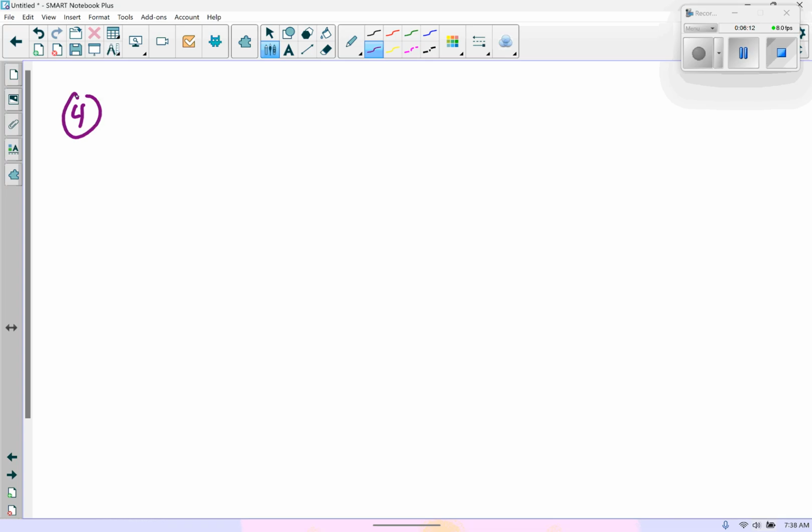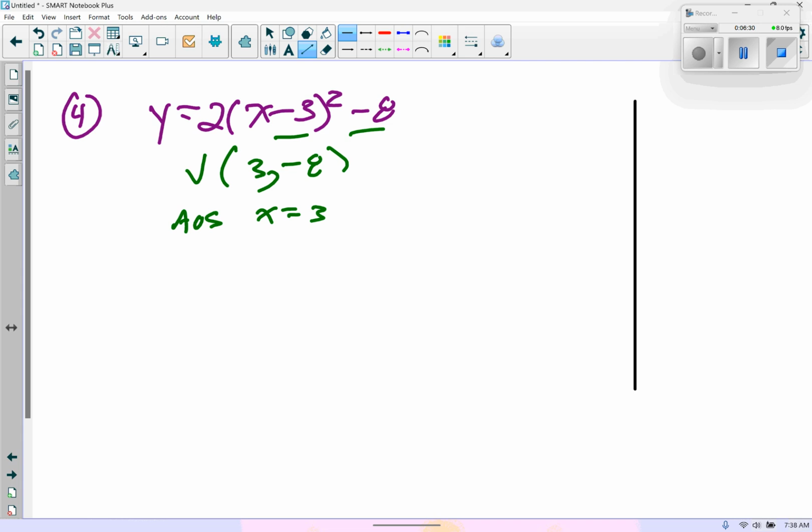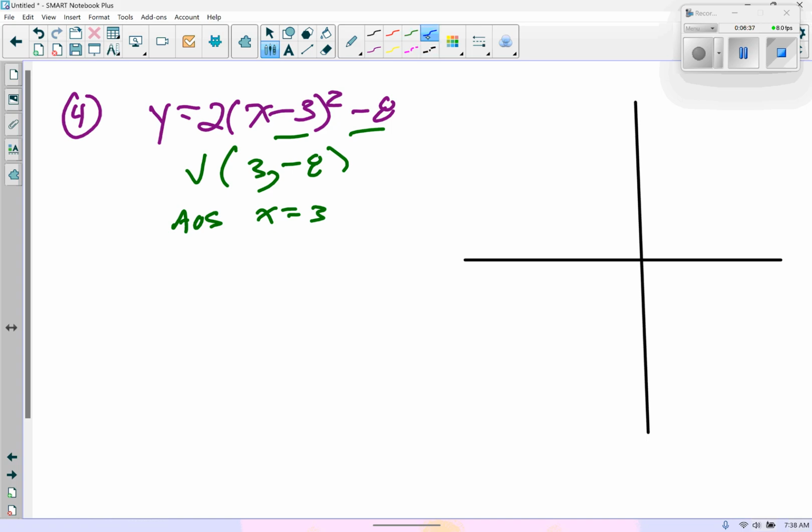Number 4, we have y equals 2 times (x minus 3) quantity squared minus 8. So I have a vertex of opposite of that, same as that. Axis of symmetry is x equals 3. Notice I haven't been drawing the axis of symmetry in. It's not always needed, because the parabola is actually the shape you're going with. All right, so I have 3, negative 8, which is down here.